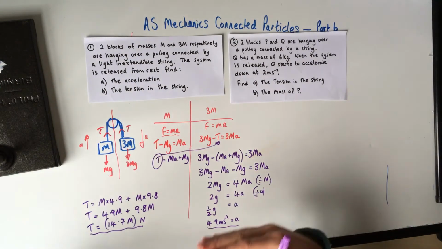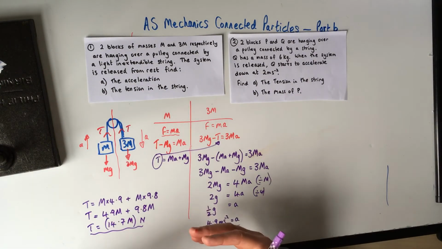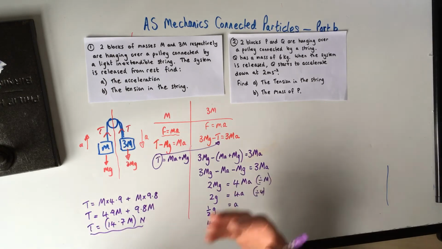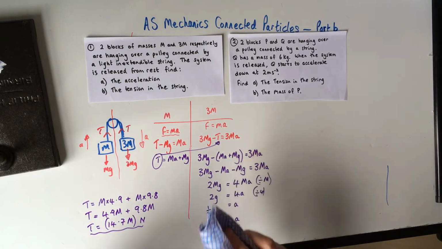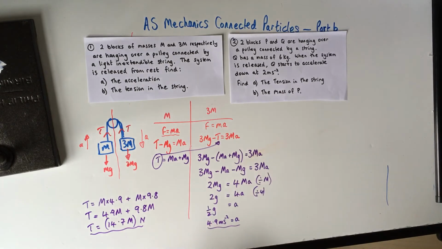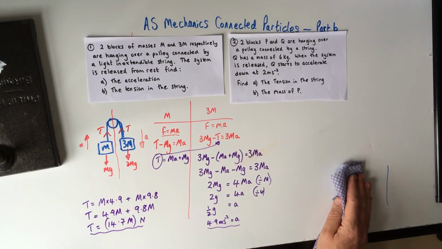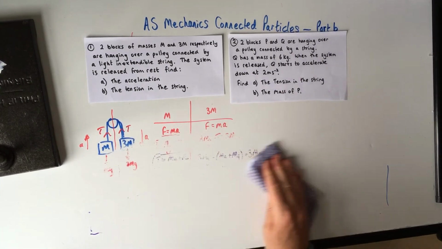And you sometimes get those questions where they just don't give you the actual mass of it, they just give you it in terms of a letter. Okay. Alright, so I hope you got 4.9 meters per second squared, and I hope you weren't fooled by the 3m and the m. It looks complicated, but actually it's quite simple, isn't it? Okay, it's just all those m's.